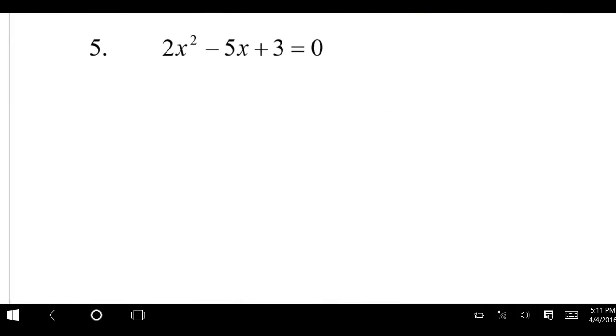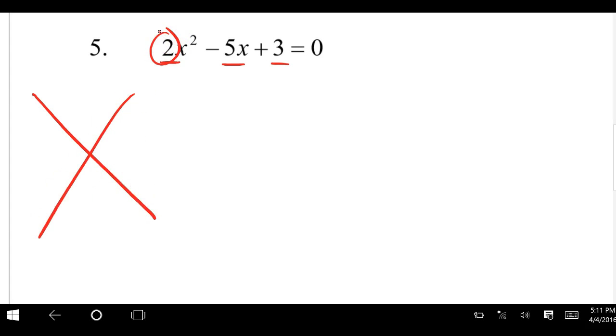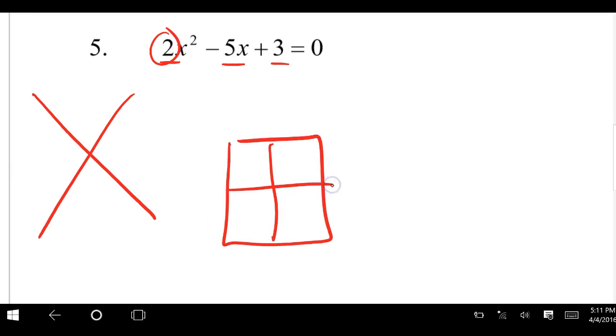Okay, number 5. Now here, I've got three numbers, one with an x squared, one with an x, and one without. So that means I'm going to have to factor. I'll do the x, and because I have 2 here, because it's bigger than 1, I will also have to do the box. Okay, so now remember the top number is the first times the last, which is 6, and then the middle number goes on the bottom. Two numbers that multiply to 6, positive 6, but add to negative 5.